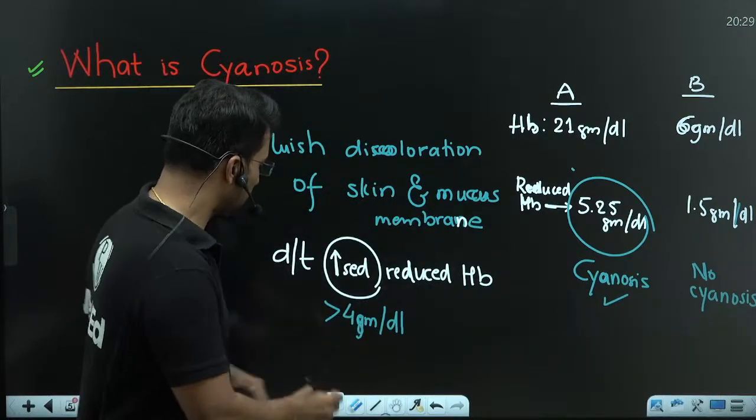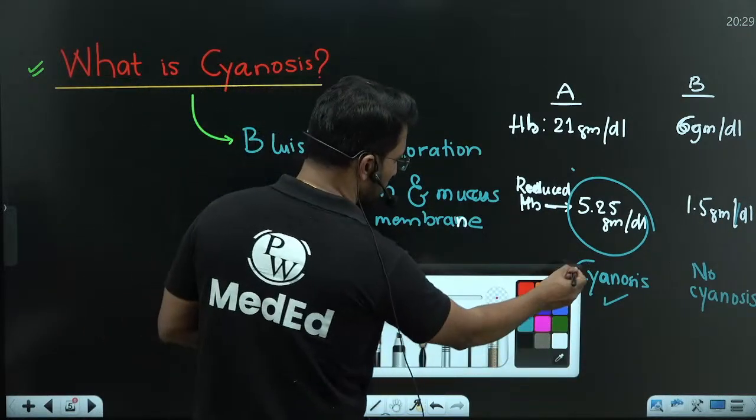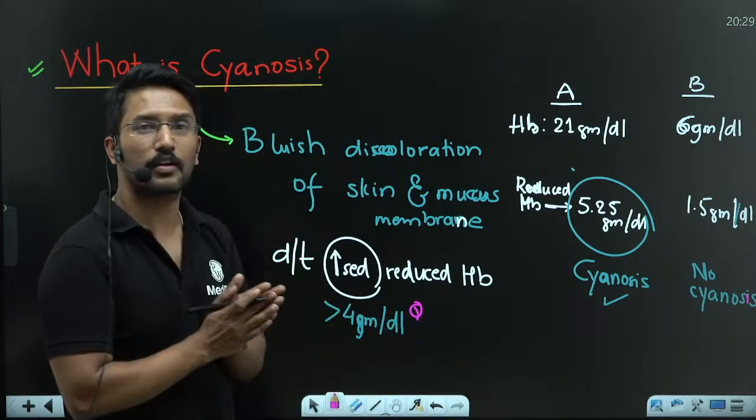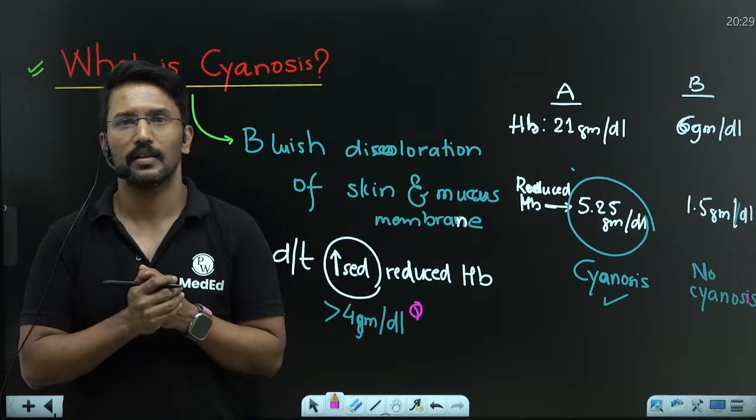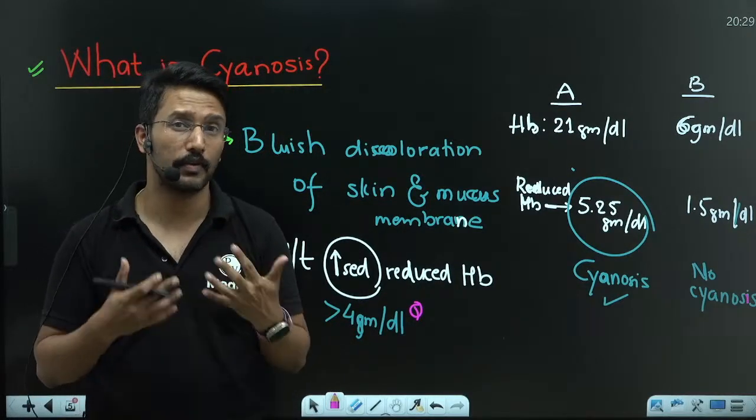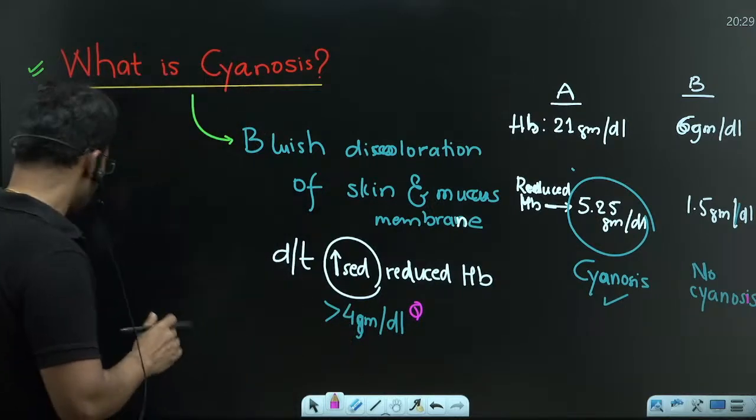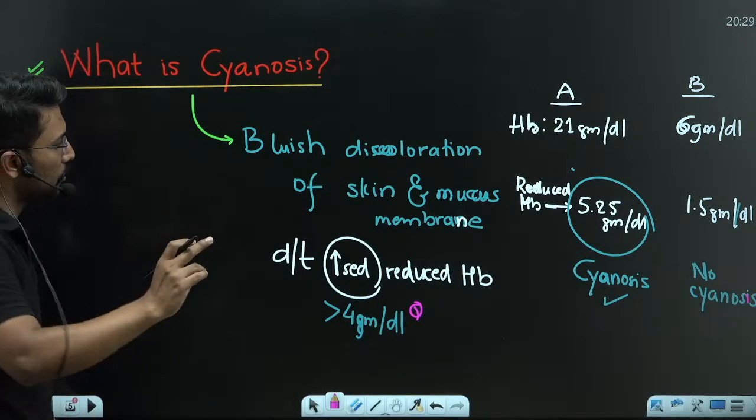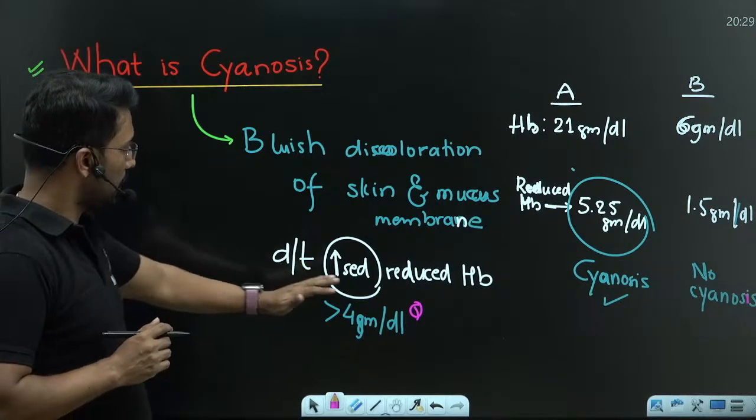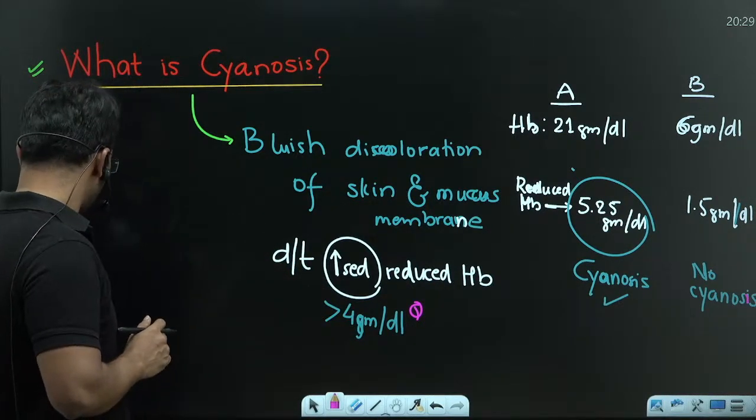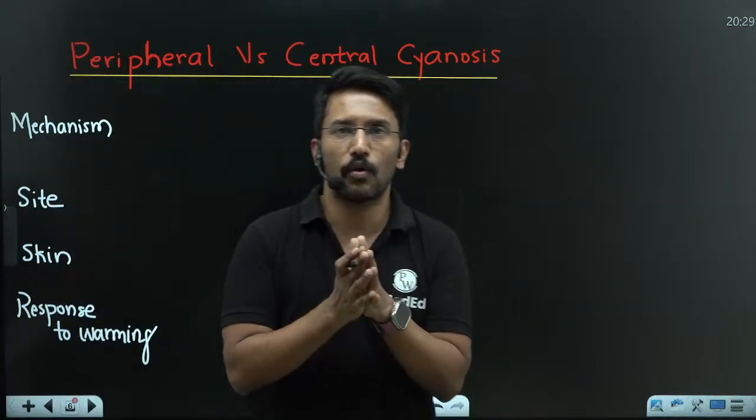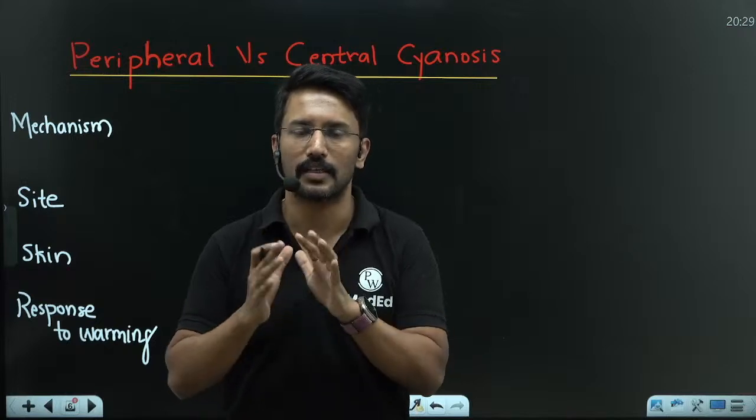Clear? So this is an MCQ that they will ask you, and also during bedside discussion they will ask you what is the minimum amount of reduced hemoglobin required to see cyanosis, right? That would be 4 grams or more than 4 grams. If it is less than that, we will not be able to see cyanosis. Okay. So now we know what is cyanosis: bluish discoloration of the skin and mucous membrane, which usually happens because of increased reduced hemoglobin levels of more than 4 grams per deciliter. Okay. Now when we talk about cyanosis, we generally talk about peripheral cyanosis and central cyanosis.